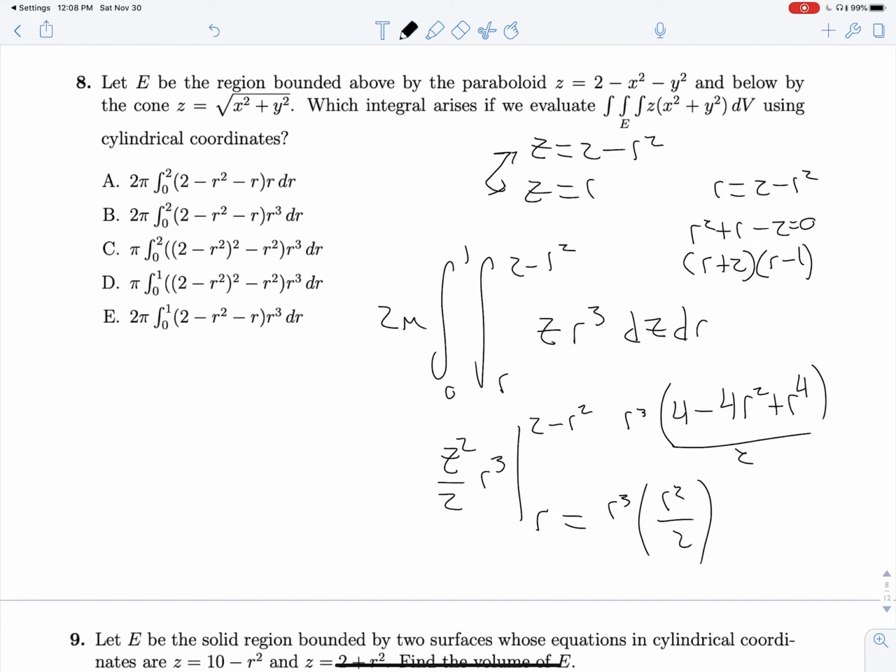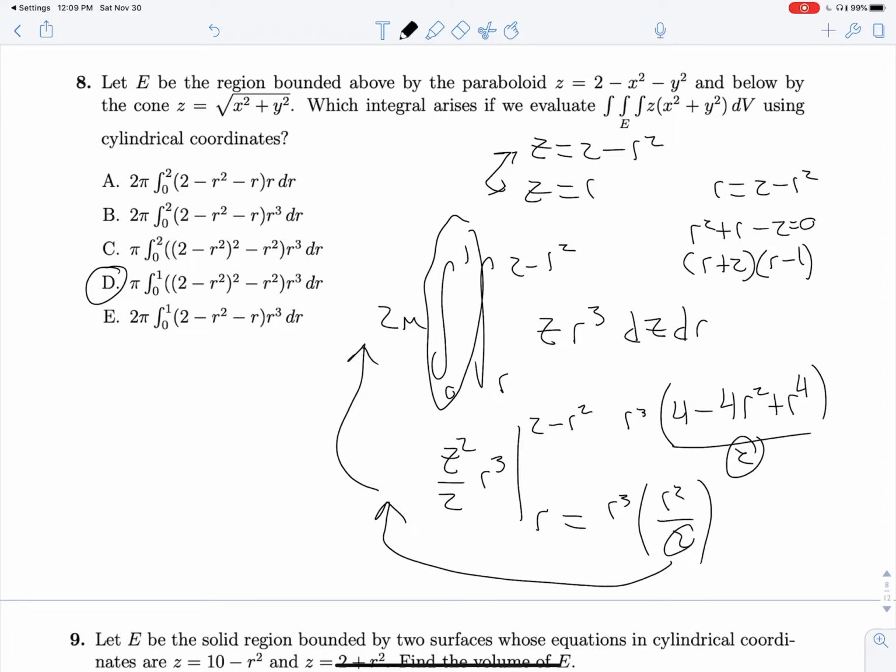And so, taking a look at our answer choices, it looks like what they've done is taken this over 2 and just taken it completely out and divided our 2 pi by it. And answer choice D is identical to what we've already found. We have our integral from 0 to 1 multiplied by pi, bringing that half out, of quantity 2 minus r squared times r cubed dr.